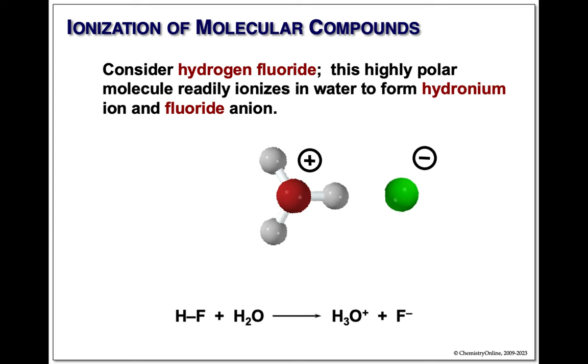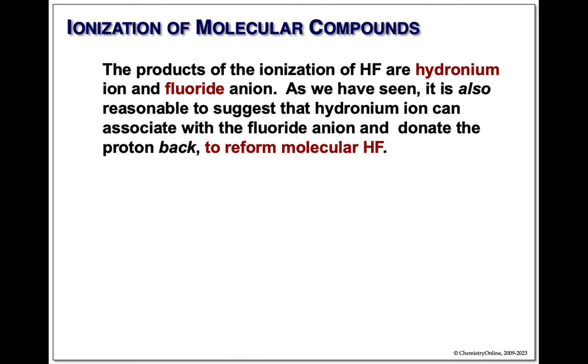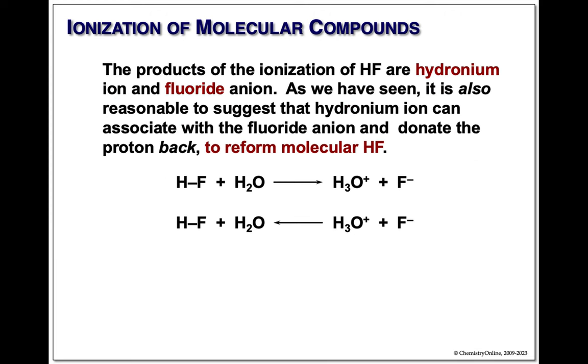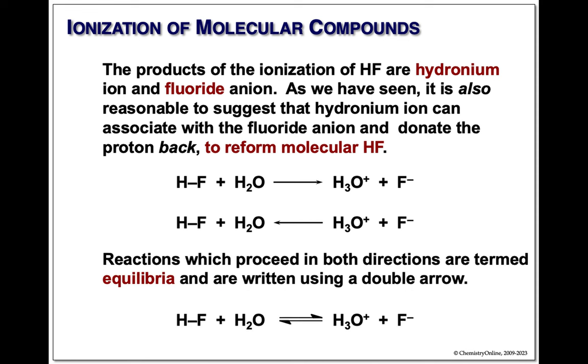Now this reaction is reversible. Just like we saw for autoprotolysis, we can go forward and we can go back. In chemistry, when you have reactions that go this way and this way constantly and rapidly, that's called an equilibrium. We use a special set of arrows for that. These are equilibrium arrows. When you see those, it tells you that this reaction goes this way and this way simultaneously and very rapidly.